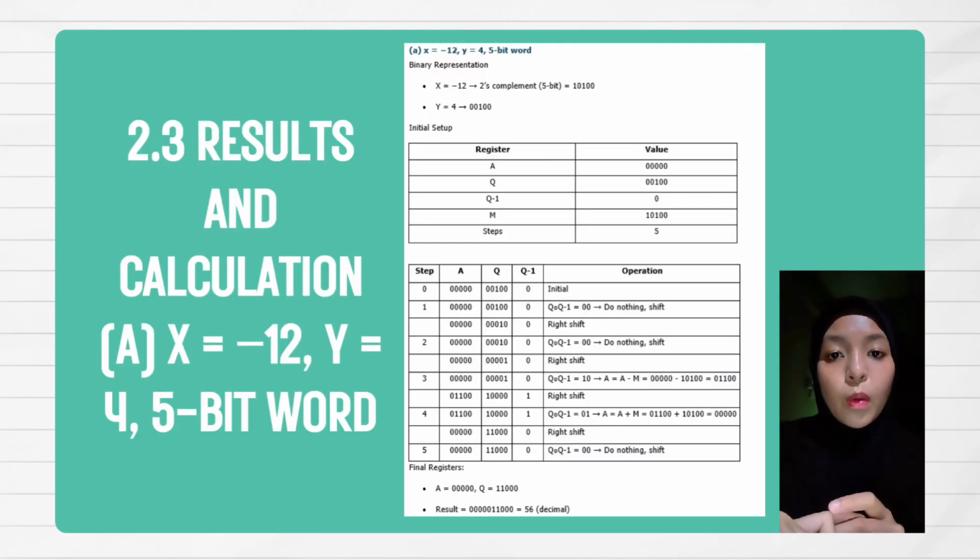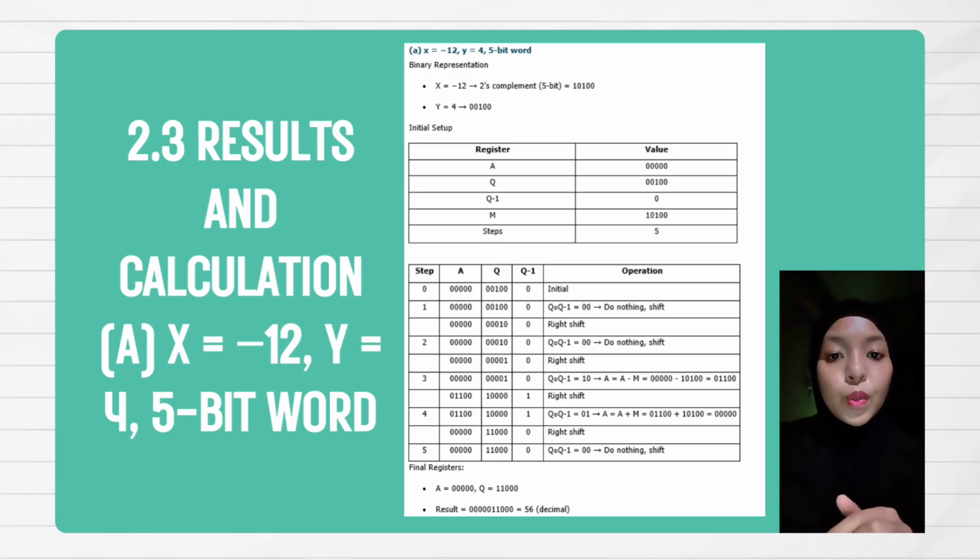In part A, we multiply -12 and 4 using 5-bit representation. So x equals -12 becomes 10100. Y equals 4 becomes 00100. We initialize A equals 00000, Q equals 00100, Q minus 1 equals 0, and M equals 10100. The process goes through 5 steps.